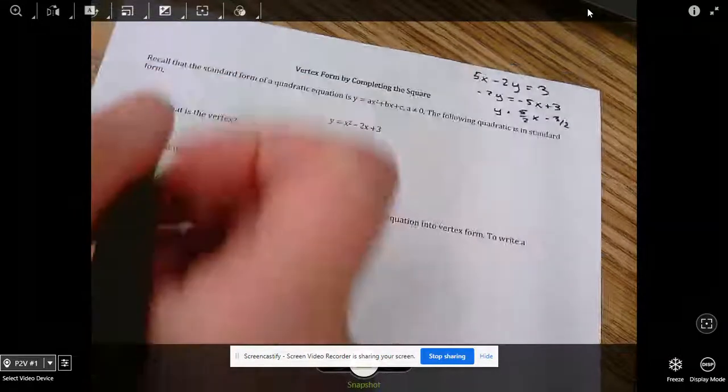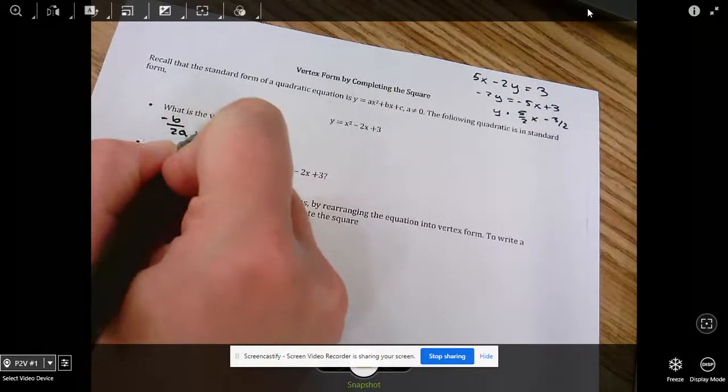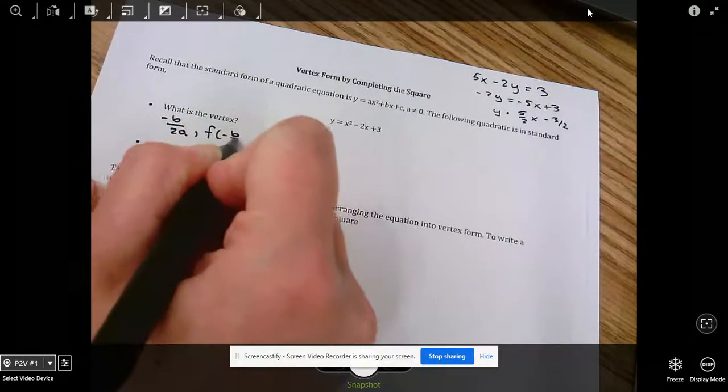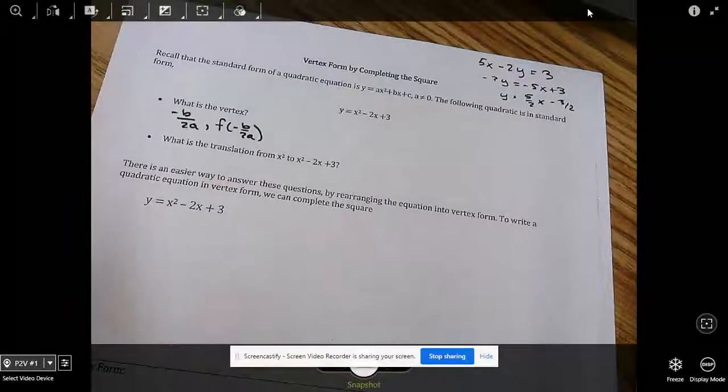Here we said, what's the vertex? Well, the vertex, if you recall, is the opposite of b over 2a, and then you substitute that back in. Everything I'm saying right now can be shown in a PowerPoint, which you're going to refer to. It's in your classwork, okay?